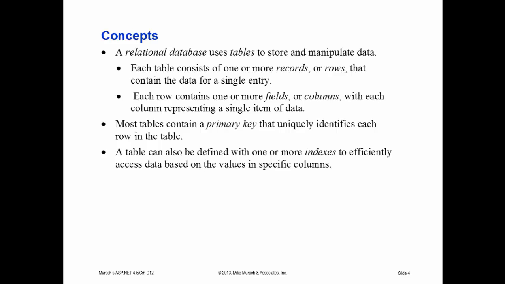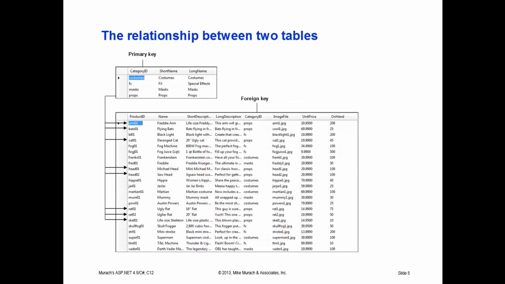And what does that do? It uniquely identifies each row in the table. It can also have one or more indexes, just like the index in the back of a book. If I want to find a row and there are millions of rows in my table, an index can help me find it more quickly, just like I look in the back of the book and then jump to that page. Same thing in relational databases. So what is the relationship between two tables?